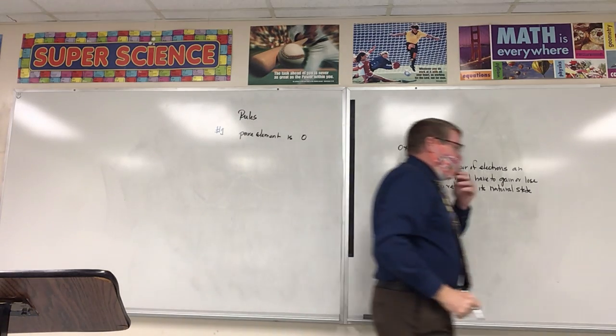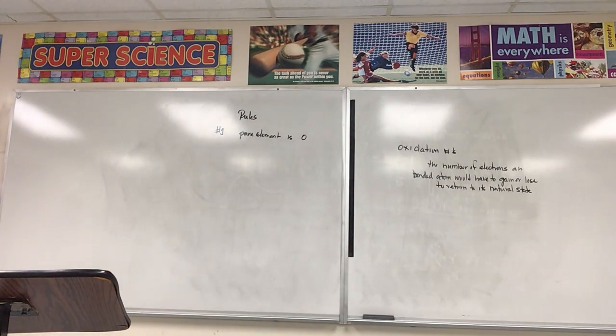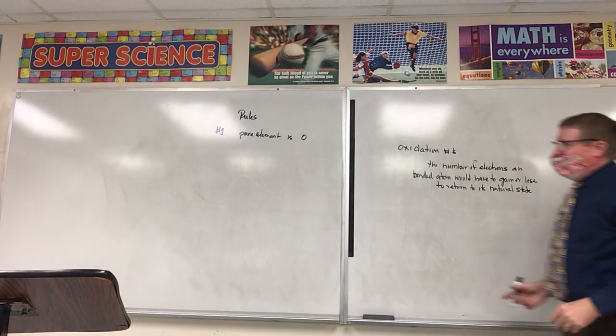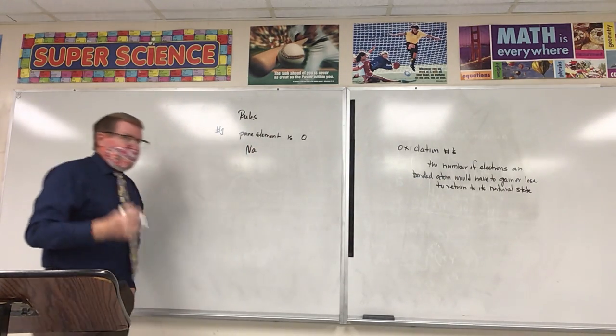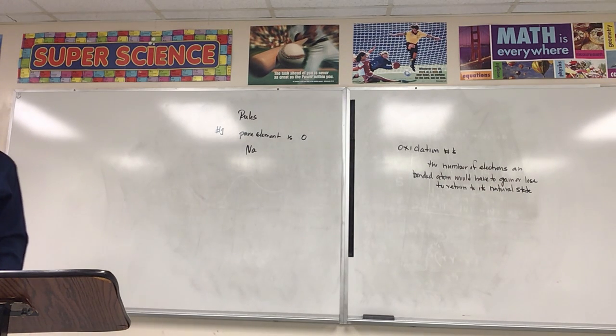Oxidation number of a pure element is 0. That means an element that has not been bonded with anything. So if I ask you, what is the oxidation number of sodium? Well, it's already at its natural state, so it doesn't have to gain or lose anything, so it's 0.